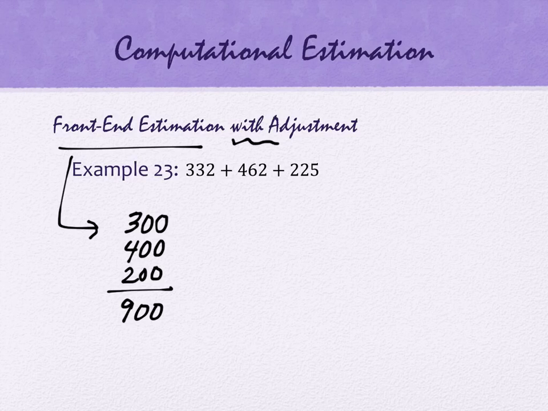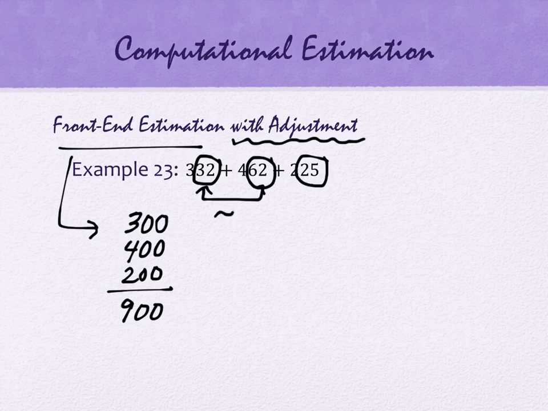Now, if we were just doing front-end estimation only, we would be done. But this says with adjustment. So what does adjustment mean? Well, adjustment means looking at what's left and approximating what you've got here. Now, if you look at what's left here, I've got 32 and 62 and 25. Do you see anything that's almost compatible numbers? Yeah, 32 and 62 is almost what? It's about 100.